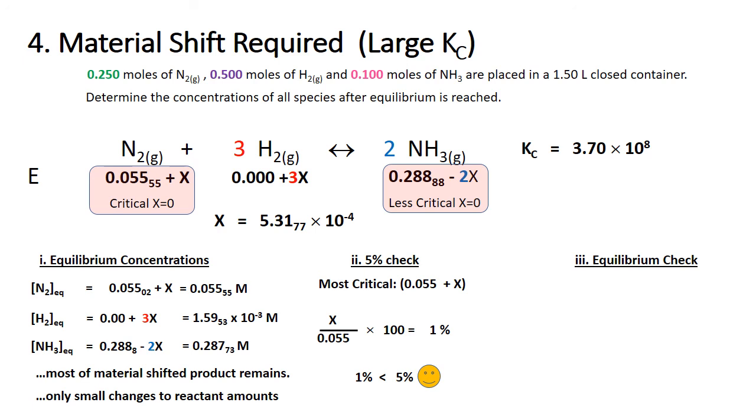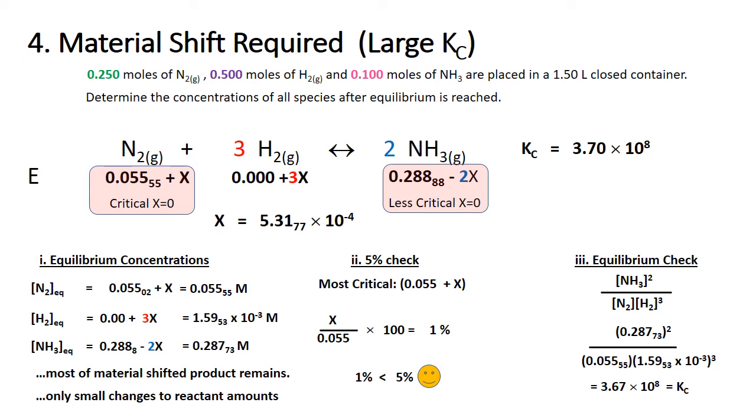So to finish the problem off, it's always a good idea to plug the equilibrium concentrations that we calculated into the law of mass action. And if I do that, and you can see these results here, what I get is a value for an equilibrium constant, which is 3.67 times 10 to the 8th, which happily looks very much like the 3.70 times 10 to the 8th. And as these two are in good enough agreement, I can say that I do have equilibrium concentrations and that the problem is actually solved.